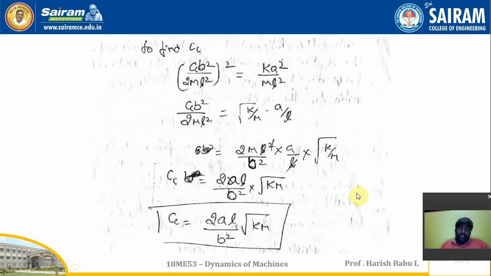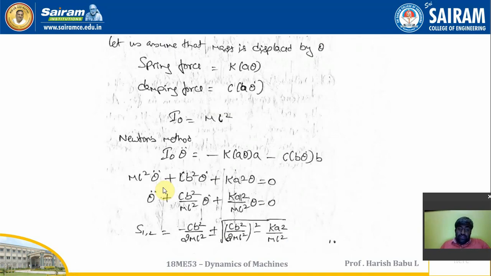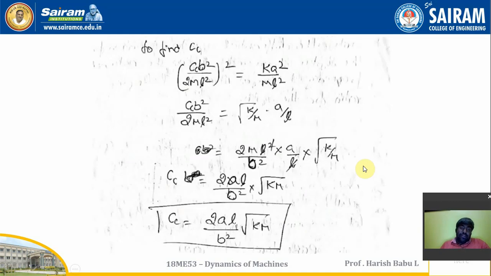So to find Cc, for finding the Cc, the inside term should be equal to 0. That is critical damping. Then only you can say that it is critical damping. So that I want to consider. By simplifying that, I want to get an equation: Cc is equal to 2AL divided by B square into root of Km. So by substituting the values, I get overall Cc is equal to 2AL by B square multiplied by root of K into M. That will be the critical coefficient of damping.